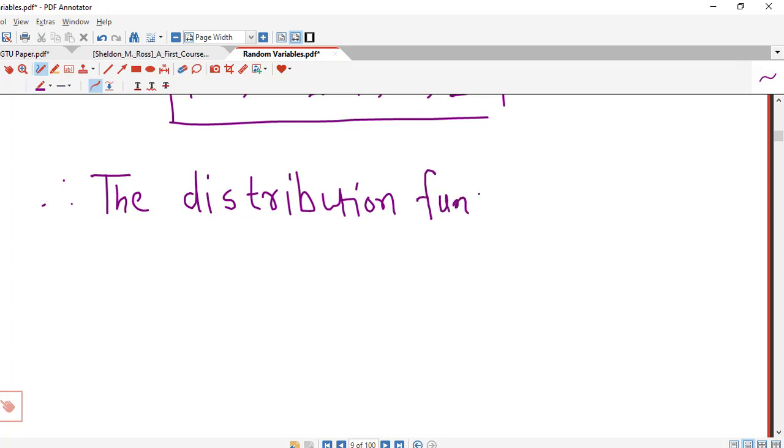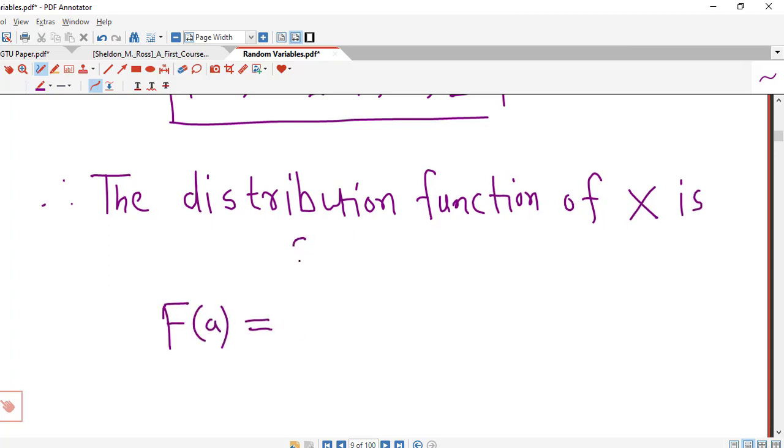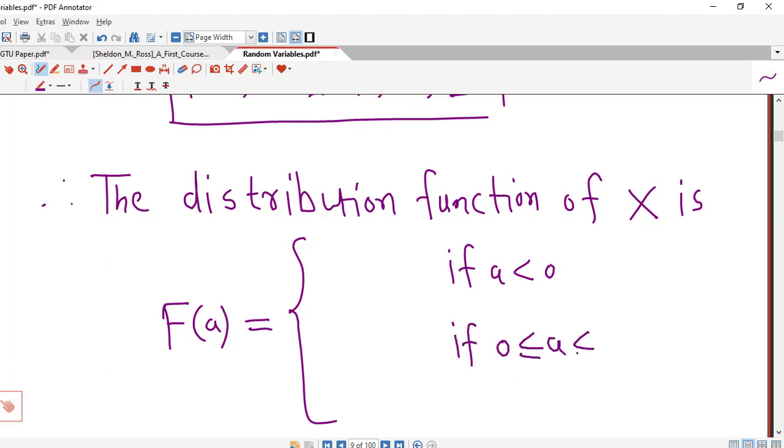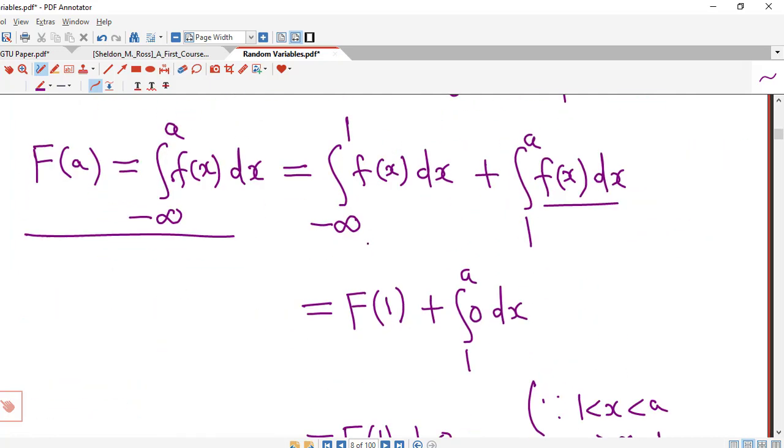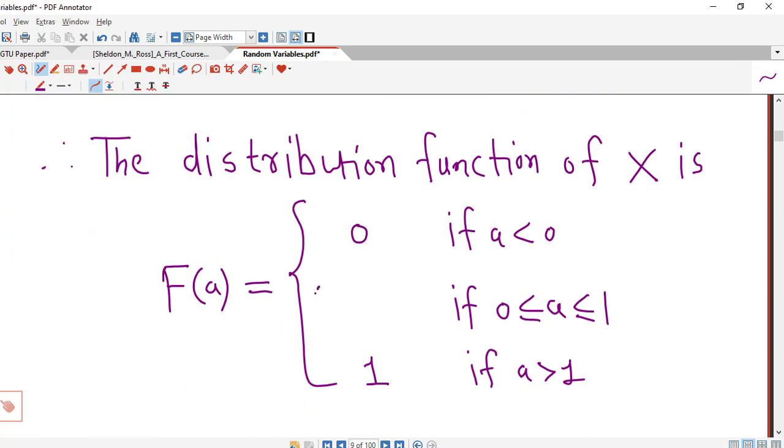So therefore the distribution function of random variable capital X is f of a equal to, we have three possible cases. First case is if a is negative, second case is if a is in between 0 and 1, and if a is greater than 1. Here we obtained that it is 1, here it is 0, and in between 0 and 1 it is 4a cube minus 3a raised to 4. So this is the distribution function of random variable x.